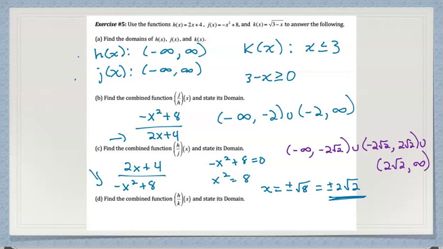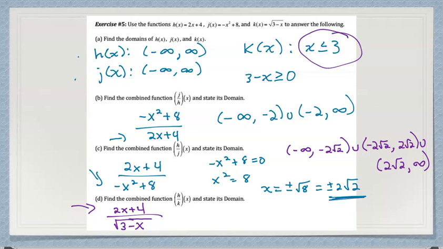Finally, let's look at h over k of x. So h of x is 2x plus 4. K of x is the square root of 3 minus x. So we know that the entire domain is limited now to the domain of k of x. The domain of h of x is all real numbers, so we're really not worried about that. But the domain of k of x is going to be our limitation. So we already know that this is the biggest that the domain can be.